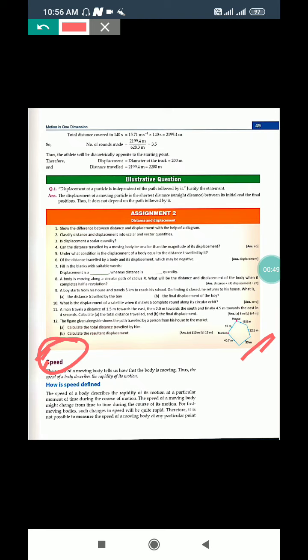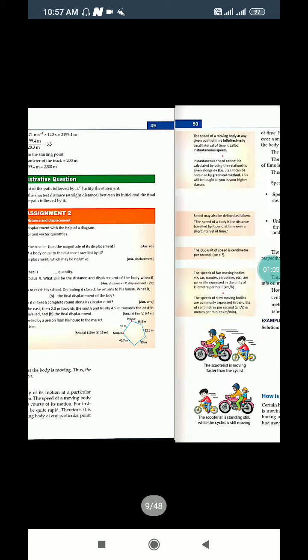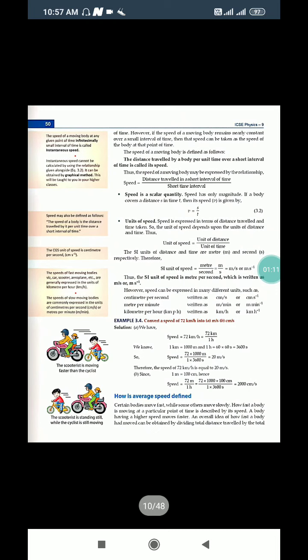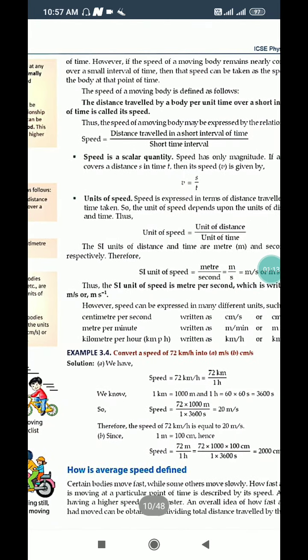First of all, before we start the chapter, we have to know what is speed and what are its unit. So speed of a body is the rate of change of distance with time. Numerically, it is the distance traveled by the body in 1 second. It is a scalar quantity. It is generally represented by the letter small u or small v.